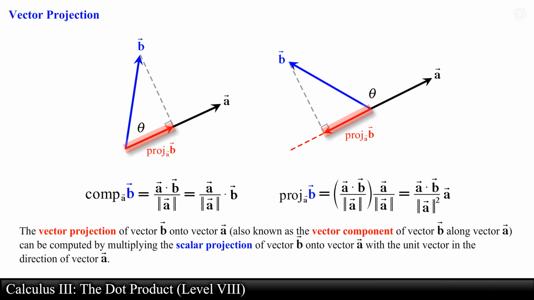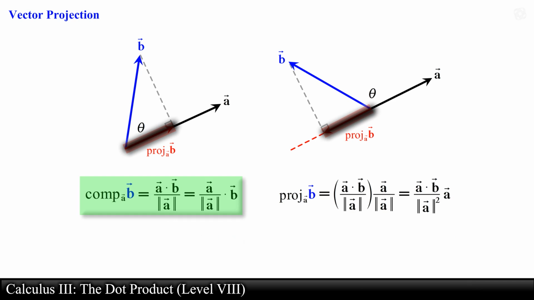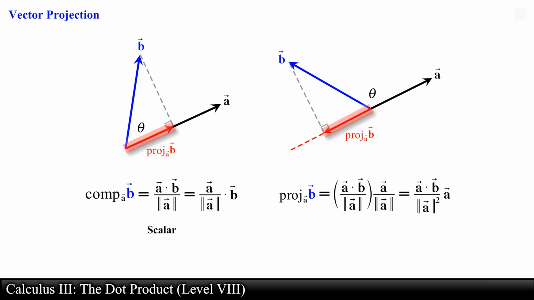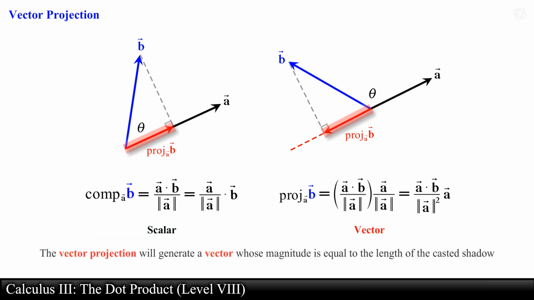The vector projection will generate a vector that points in the direction of the vector that it was projected onto, with the length of the shadow casted representing the scalar projection. So keep this detail in mind. The scalar projection will generate a scalar that represents the length of the shadow that is created when one vector is projected onto another vector, while the vector projection will generate a vector whose magnitude is equal to the length of the casted shadow.